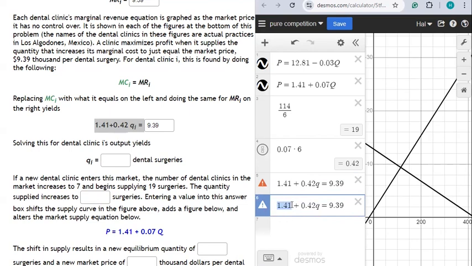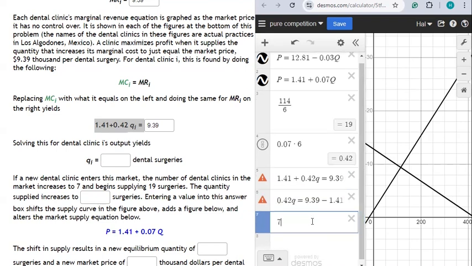Now to move it to the right, I'm going to subtract 1.41 from both sides. 1.41 minus 1.41 is 0, and 0 plus 0.42Q is 0.42Q. So I'm going to subtract 1.41 from this side. I have to do it on that side too, right? Now in Desmos, all I have to do to calculate that is just copy this and cut it. This difference is 7.98. So I'm going to write 7.98 here. Okay, so this again is 7.98. I'm going to replace that difference with 7.98.